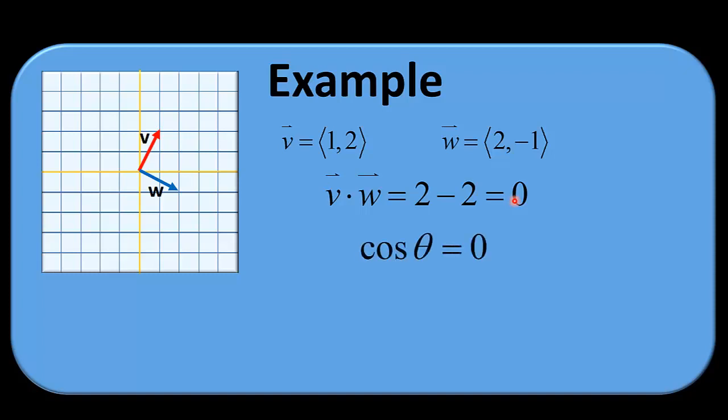Now, if we put that into our formula, the dot product over the product of the magnitudes, we get cosine theta equals 0. Cosine theta equals 0 means that theta equals pi over 2. So here's what we note: whenever you have a dot product of 0, you know that your vectors are orthogonal. That's a very important concept. So you want to test to see if vectors are orthogonal? Find the dot product. If the dot product is 0, then yes, your vectors are orthogonal.